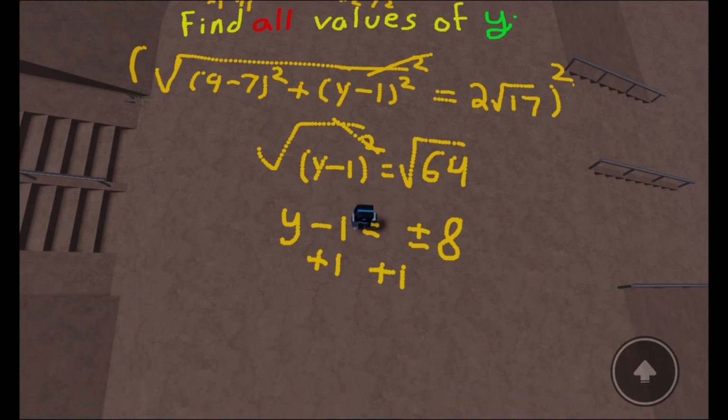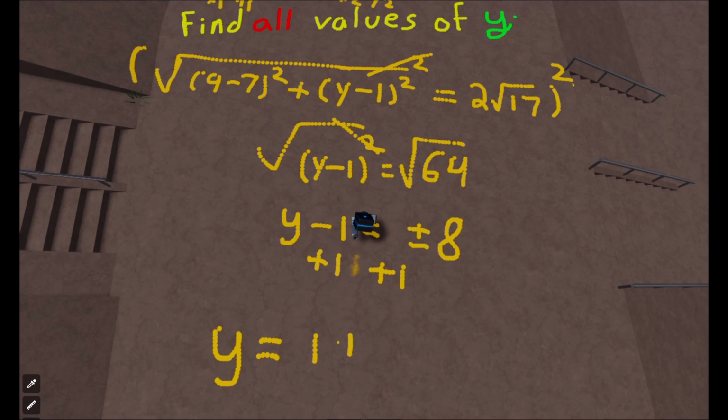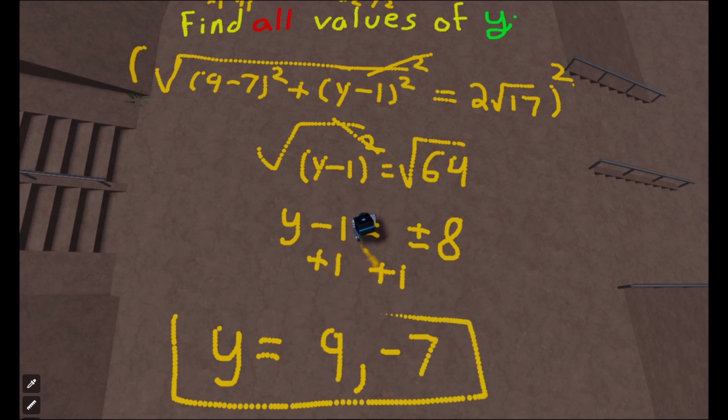So I'm going to have y is equal to 1 plus or minus 8. So in other words, I just have to take both solutions now. Y equals 1 plus 8, and it also equals 1 minus 8. So 1 plus 8 is 9, and 1 minus 8 is negative 7. So we have two solutions for y. Y equals 9 or negative 7.